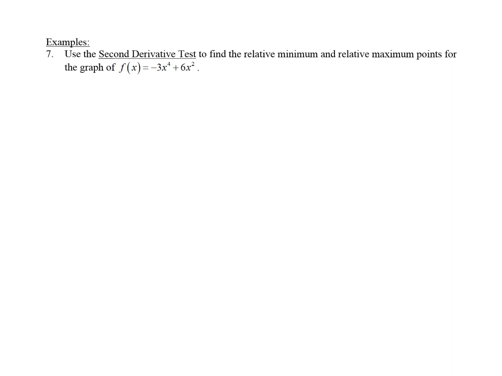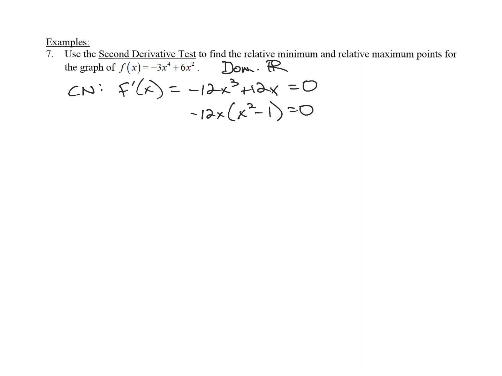Okay, so first thing we need to do is find the critical numbers. First of all, our domain here is all reals, right? And our critical numbers then, we'll set our derivative equal to 0. So we have negative 12x cubed plus 12x. Set that equal to 0. Factor out a 12 or a negative 12, whichever you want. You should take an x out too. Good catch there. And then that obviously gives us x equals plus or minus 1, and this one gives us x equals 0. So we have 3 critical numbers.